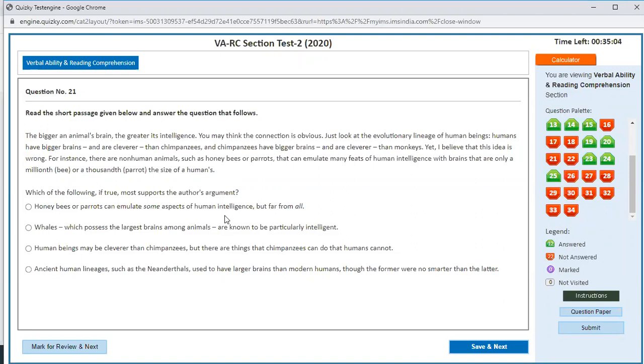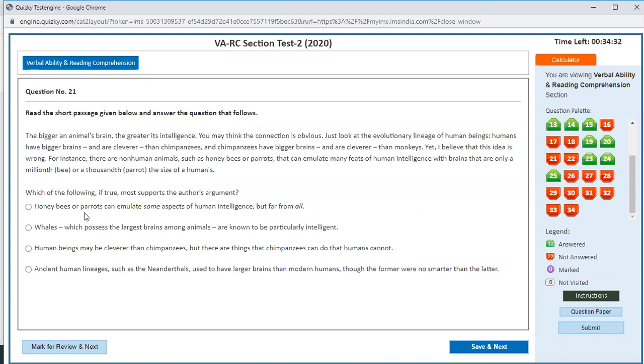For instance, there are non-human animals such as honeybees or parrots that can emulate many feats of human intelligence with brains that are only a millionth or a thousandth the size of a human. Okay, so ultimately author कह रहा है कि भाई ऐसा कुछ लेना देना नहीं है इंटेलिजेंस से, right? Which of the following, if true, most supports the author's argument. तो अगर मेरे को कोई ऐसा एग्जांपल मिल जाए जो मेरे को बताए कि भैया देखो साइज बड़ा था, right? लेकिन नालायक था वो जानवर, right? I'm going to be sold with that option.